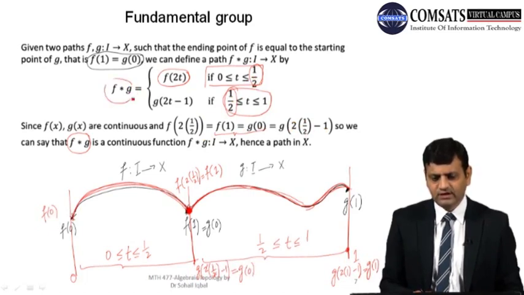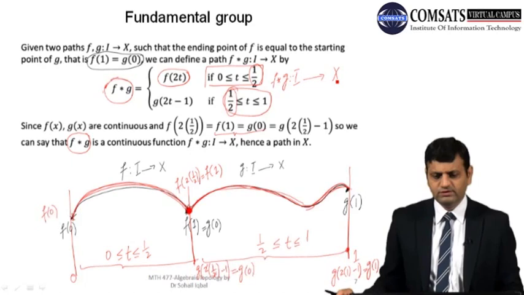So this f star g, if f and g are continuous functions, of course these are continuous functions because these are paths, and paths are continuous functions, so f is continuous, g is continuous, and they agree on this intersection, so that's why we can say that f star g is a path, because it's a function. f star g is a function from I to X, and it is continuous, so it is a path in X.